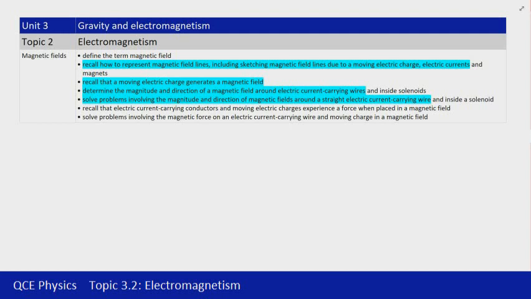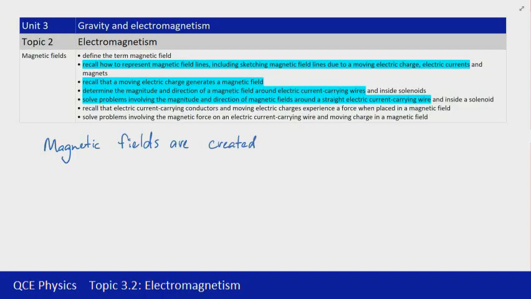In this video we're going to continue to have a look at magnetic field lines, and in particular around electric current carrying wires, as you can see by the highlighted dot points there. Before we do that though, we need to actually talk a little bit about why magnetic fields exist, just to make sure that you've got a bit of an understanding of how these scenarios all are able to create magnetic fields.